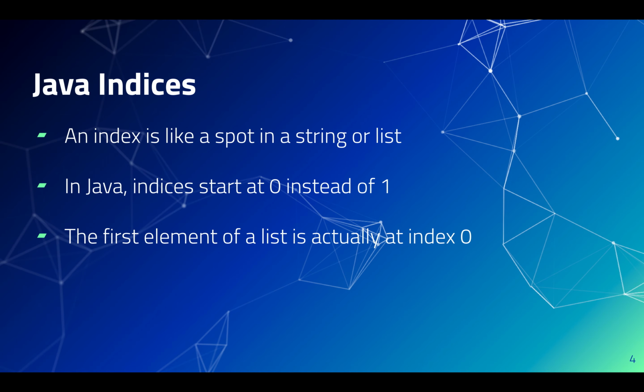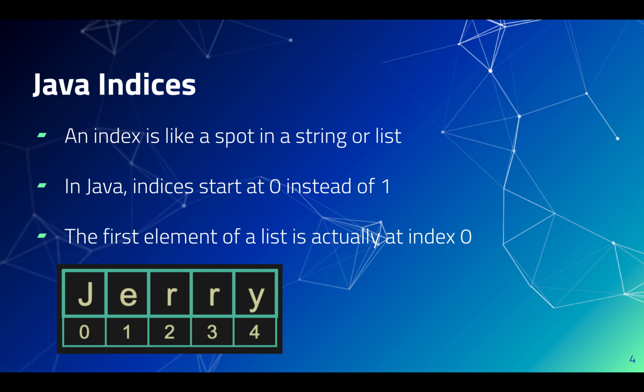Now, an important concept is indices or indexes. An index is a spot in a string or a list, so if you wanted to say the first character in a string, you'd say the character at the first index. In Java, indices start at 0 instead of 1, so the first element of a string or a list is actually at index 0. In this picture, you can see the J is at index 0, and even though there are 5 letters, the last letter is at index 4.